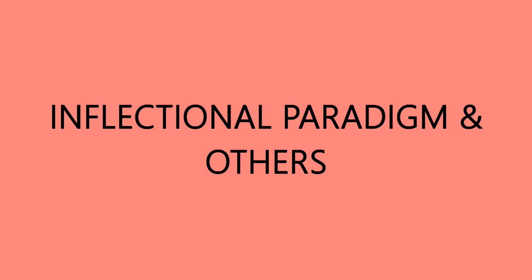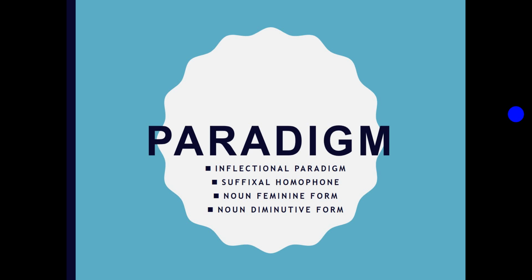Okay, hi everyone. Here in the video, I will discuss paradigm and other forms of morpheme. There are four things that we are going to discuss in the video. The first one is inflectional paradigm, suffixal homophone, noun feminine form, and noun diminutive form. We're going to start with the first one.